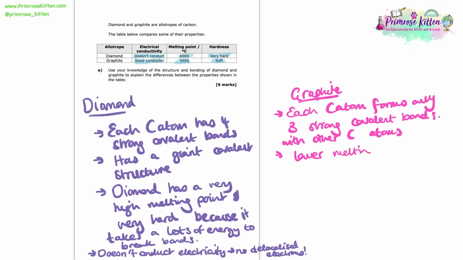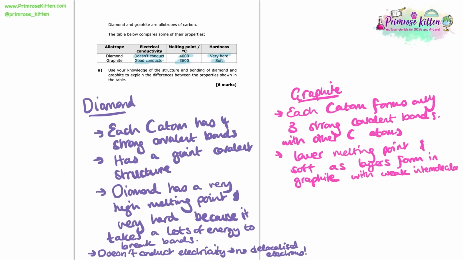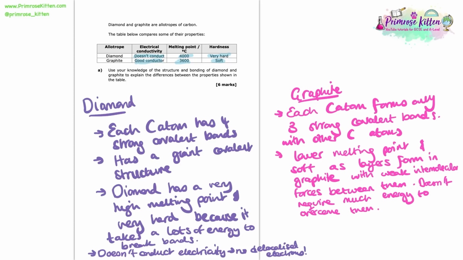We can see in the table that there's a lower melting point for graphite, and it's also soft. The reason for that is that graphite forms layers, and those layers don't have strong covalent bonds between them. They've only got weak intermolecular forces. As a result, it's quite easy to overcome these forces, and so we don't have as many strong bonds to break. We've got some that are actually quite weak, and then we have that knock-on effect of lowering the melting point and making it softer.